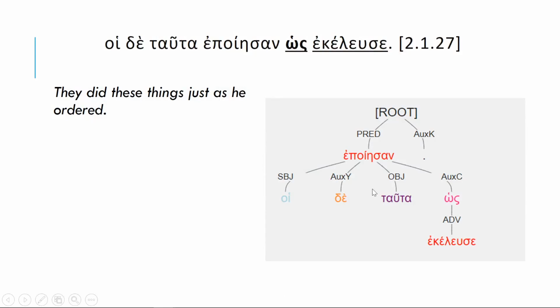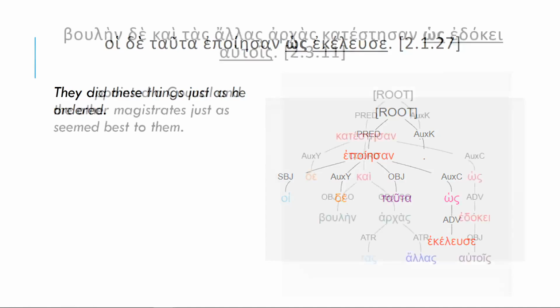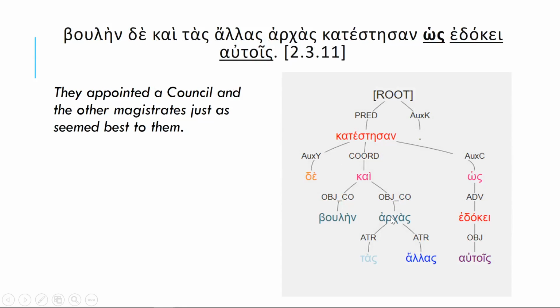So they did these things. That's your main sentence. They did these things just as he ordered, in the way that he ordered. So it's kind of a how. And so it's labeled as an adverb. They appointed the council and other offices. That's a straightforward sentence. Hos edoke autois. Now this we see a lot. As it seemed best to them. The way it made sense to them. And that also is technically a comparison clause. It's giving us the how. You see these quite a lot, often in set phrases like hos edoke autois or something of the nature.